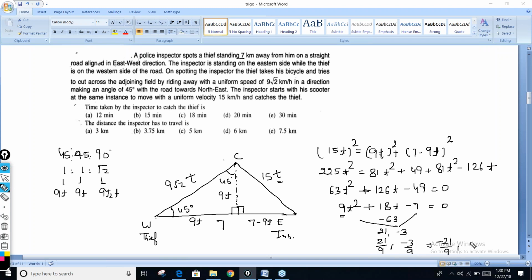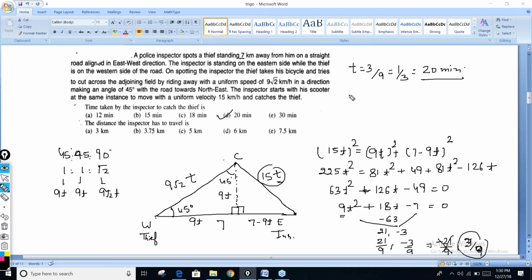So these are the two values, that is 3 by 9. I have written 1 by 3, which is the same. Negative t cannot be there, so the only possible value for t is 3 by 9, which is 1 by 3, which is 20 minutes.